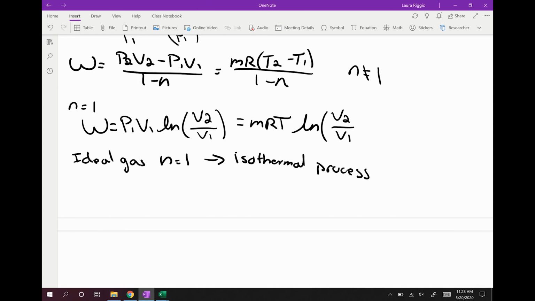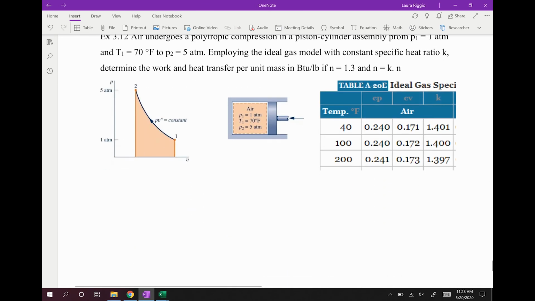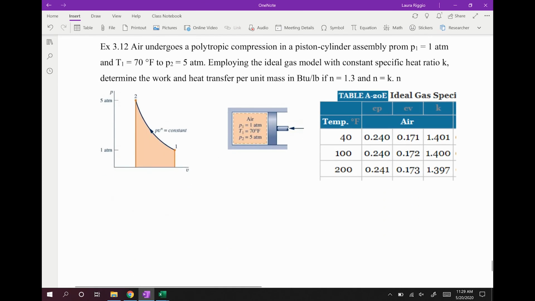We're going to look at a quick example. We have air undergoing a polytropic compression in a piston cylinder assembly from 1 atm and 70 degrees Fahrenheit to 5 atm. We're going to employ the ideal gas model with a constant specific heat ratio k, and we're going to determine the work for a value of n equals 1.3 and n equals k.